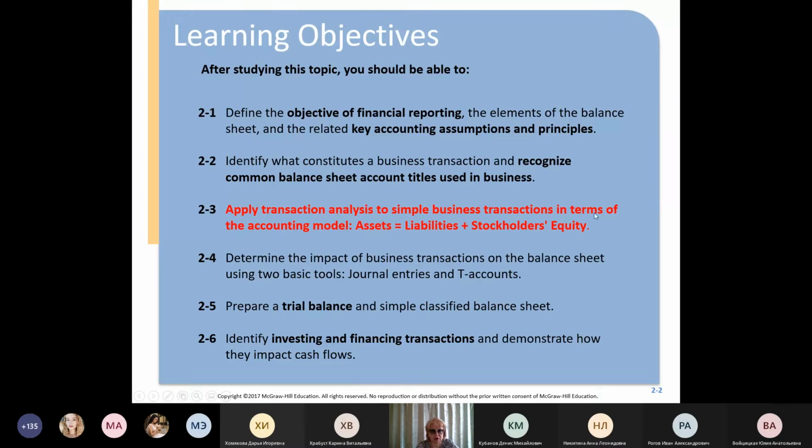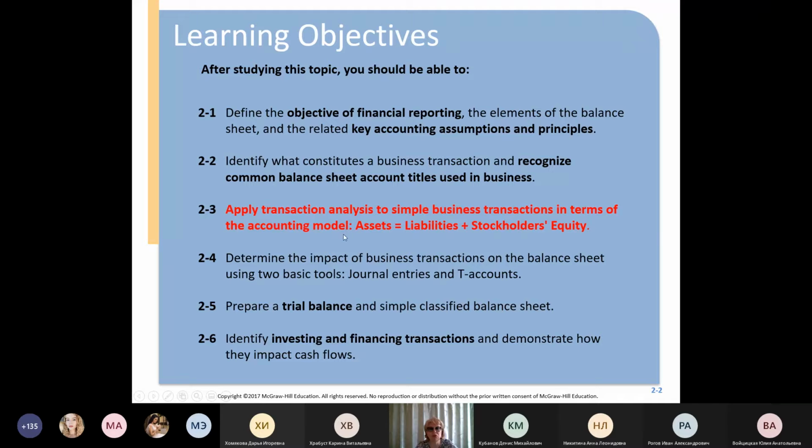Then we discuss the common balance sheet account titles used in business. So this is a more technical moment in accounting. And what is important, what is the key objective in topic 2, apply transaction analysis. I will try to explain what transaction analysis means for simple business transactions. So this is the basic level.